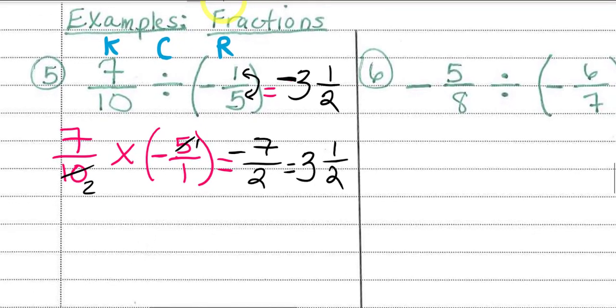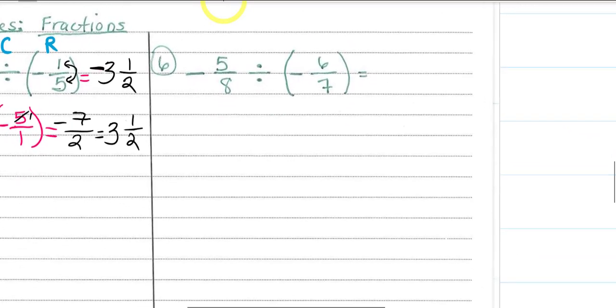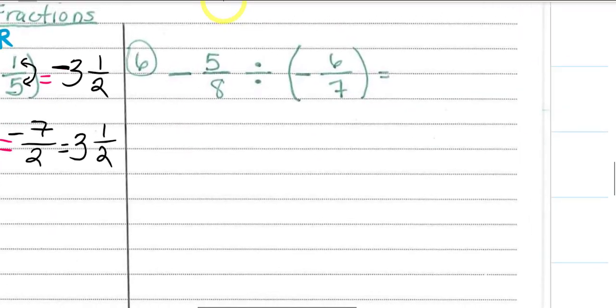Okay, so let's see if you can apply that same process to number 6. I'd like for you to pause it and try it on your own. Okay, so now that you've paused it, hopefully this is what you did. First things first, we're going to take a look at our negative and positive numbers and determine if the answer is going to be positive or negative. I have a negative number being divided by another negative. My answer is going to be positive, so I'll just write that so I don't forget.